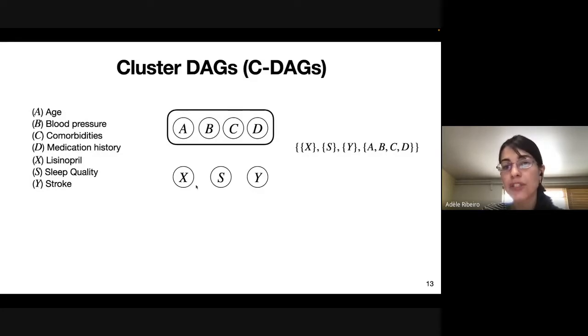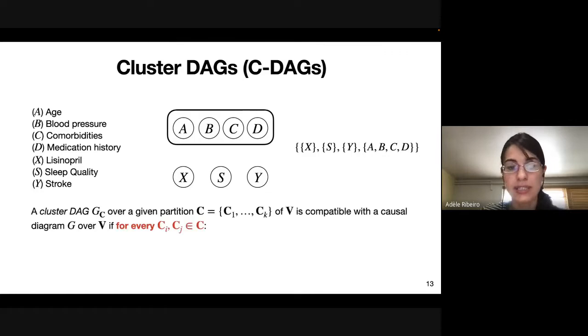Suppose that I want to keep X, S, and Y as individual variables. So I'm going to construct clusters with only one variable. This is allowed. And all the other variables are going to be another cluster. I'm going to follow a similar construction of the diagram.